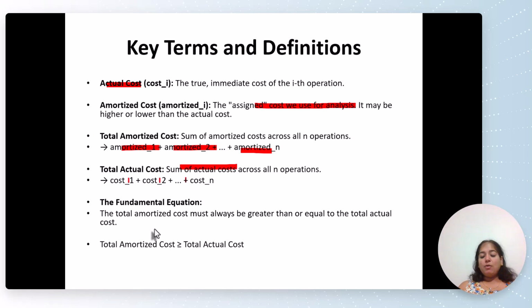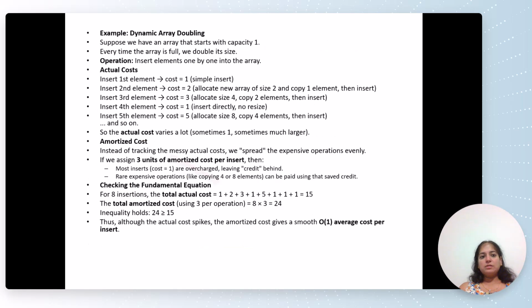And the fundamental equation we use is that the total amortized cost must always be greater than or equal to the total actual cost.